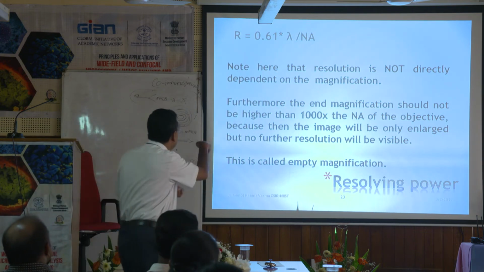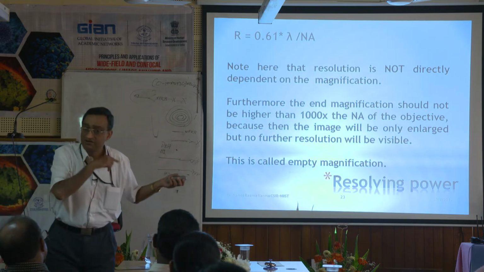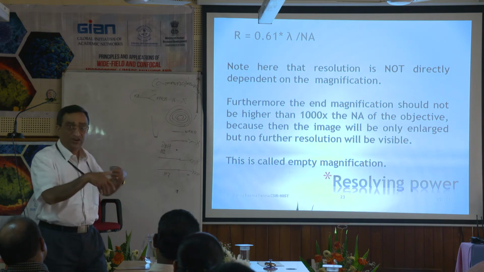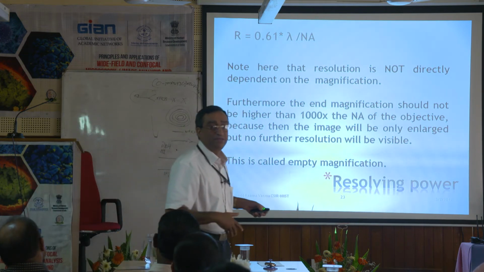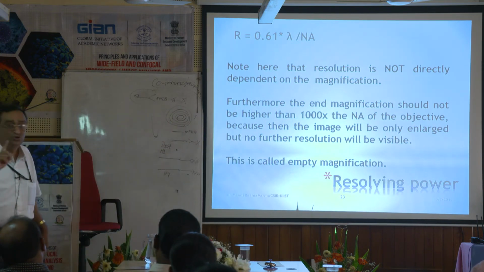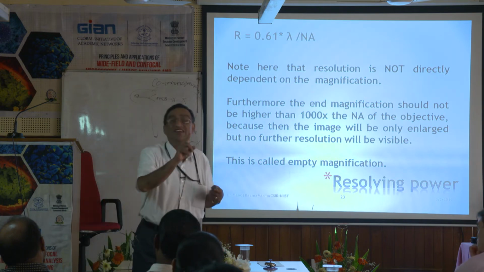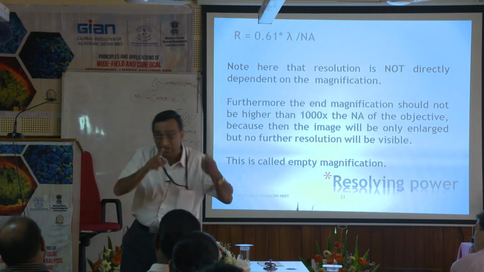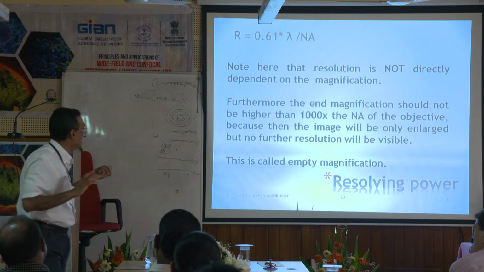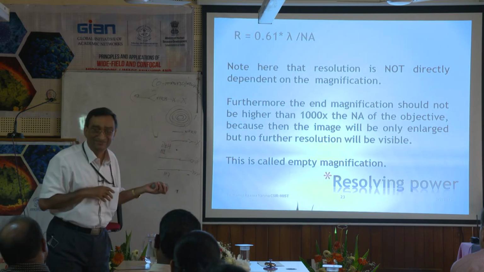That is why the magnification of your optical microscope is limited to 1000. After a few slides I will tell you that the maximum magnification with proper resolution for an electron microscope is 10 lakhs, 1 million. Okay, that also I will prove from the definition of magnification.